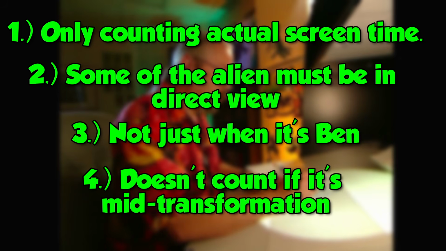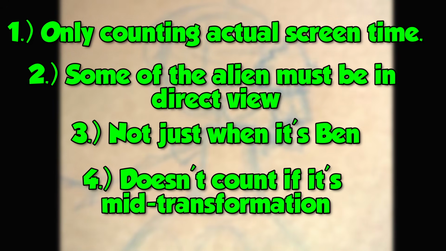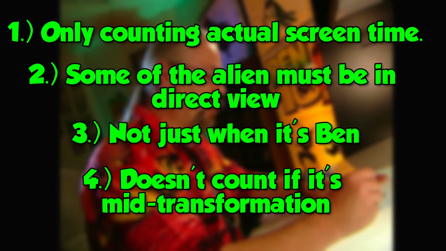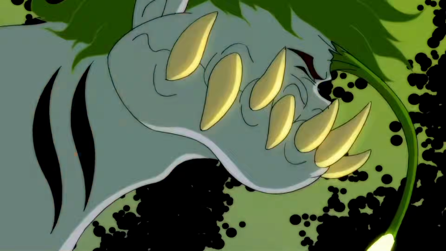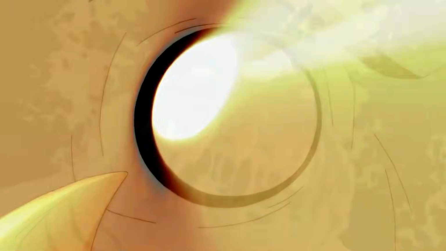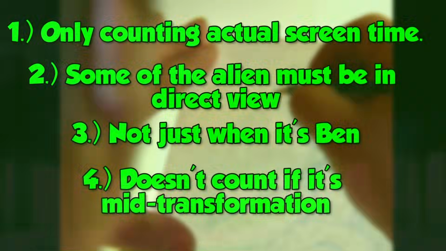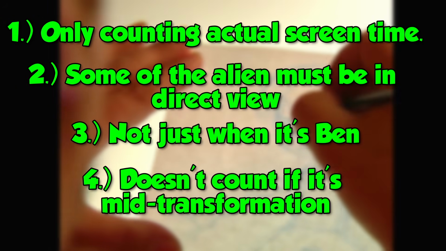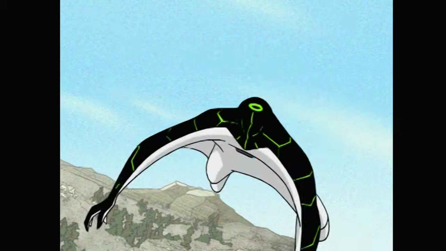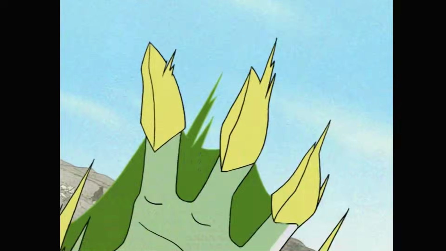Lastly, I won't keep track of alien screen time mid-transformation, only after the transformation is done. The way I keep track of this during the transformation scenes each alien has is after the flash of white. I interpret this as the end of the transformation. For times when it's not so obvious, i.e. episode 13, I just need to use my best judgment.